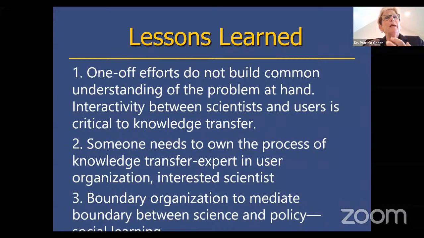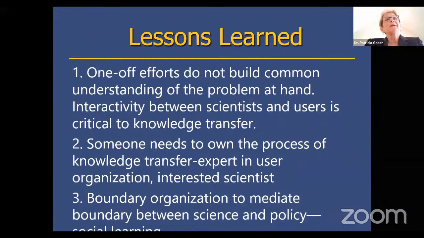Building trust and getting information from people is key: how do they make their water decisions? When do they make their water decisions? Who makes their water decisions? And how can we intervene in that process appropriately with the climate information that we have? Interactivity between scientists and users is absolutely critical to knowledge transfer. Scientists have written articles about the loading dock model of science, that scientists do their work and then throw it off to decision makers and expect them to use it. The interactivity between these two groups over a long period of time, getting to know each other, is crucial in knowledge transfer.